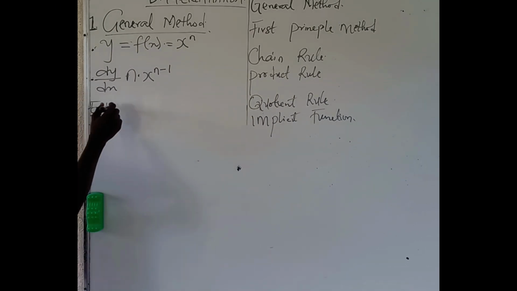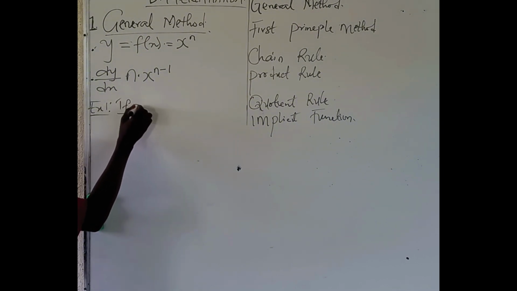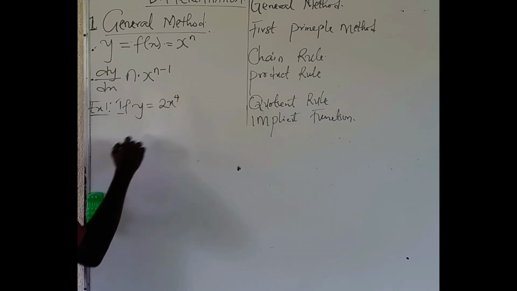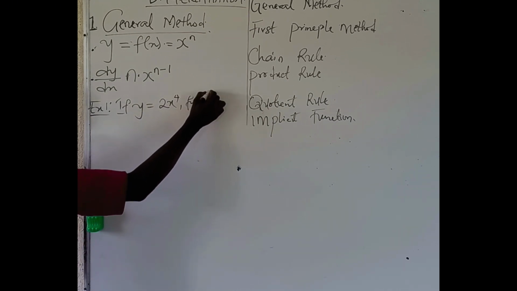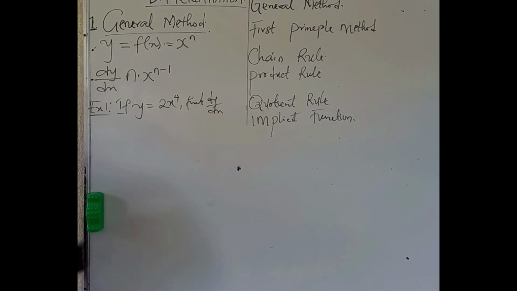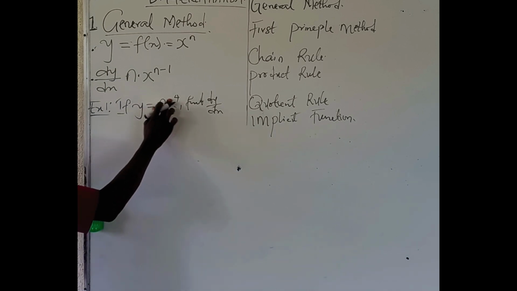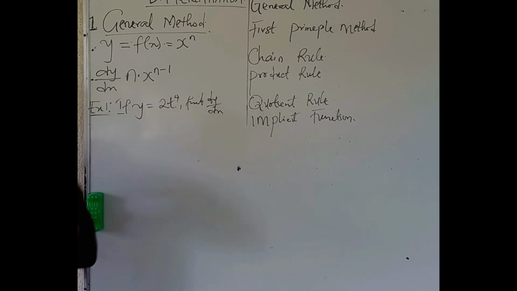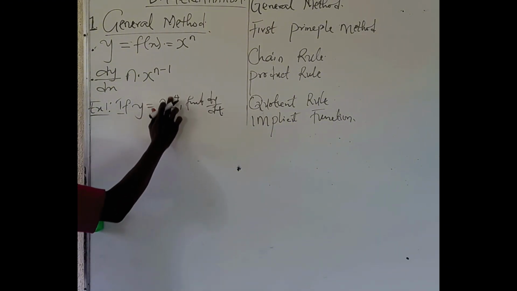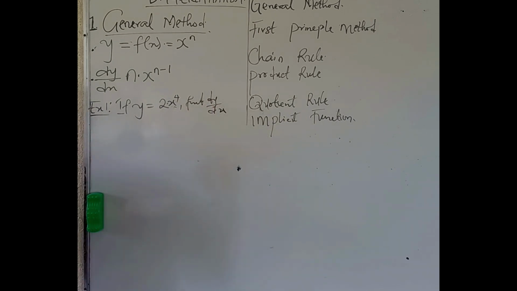Find the derivative if y is equal to 2s raised to power 4. Find dy ds. Don't forget, you are differentiating with respect to s. So if it's t that is here, as the alphabet is t, it's going to be dy all over dt. But we have s here, so it's going to be dy over ds. Please take note of that.